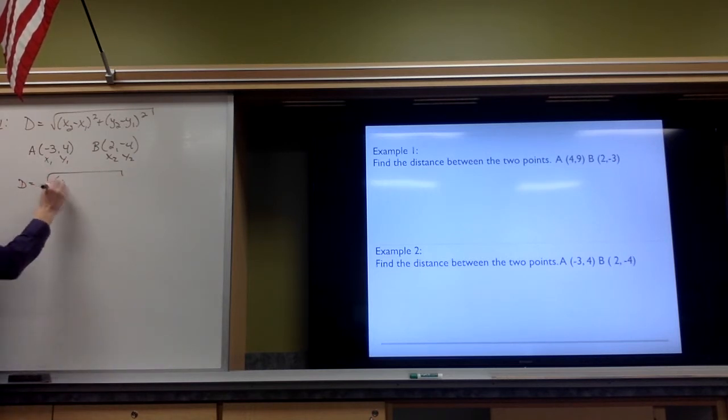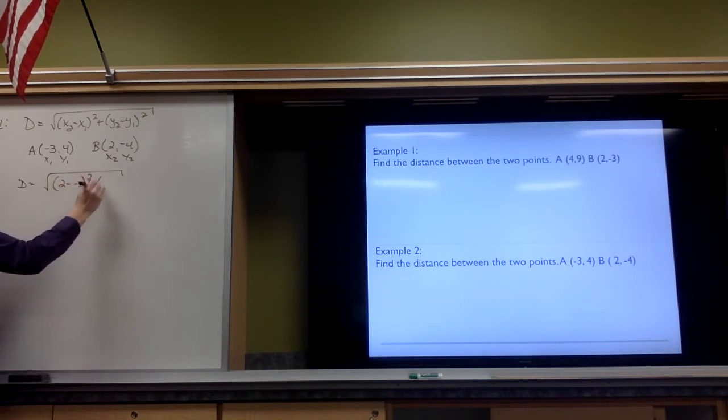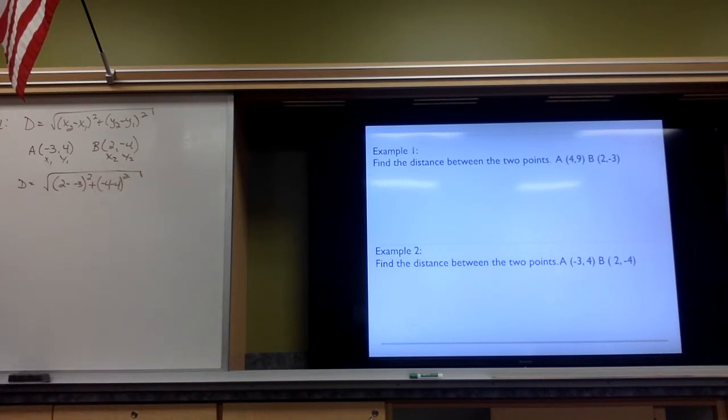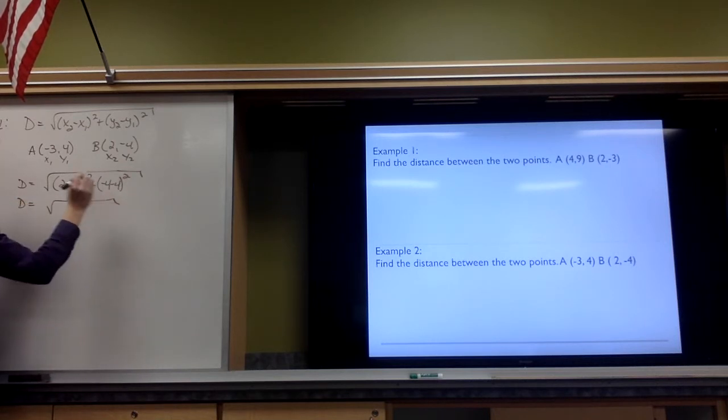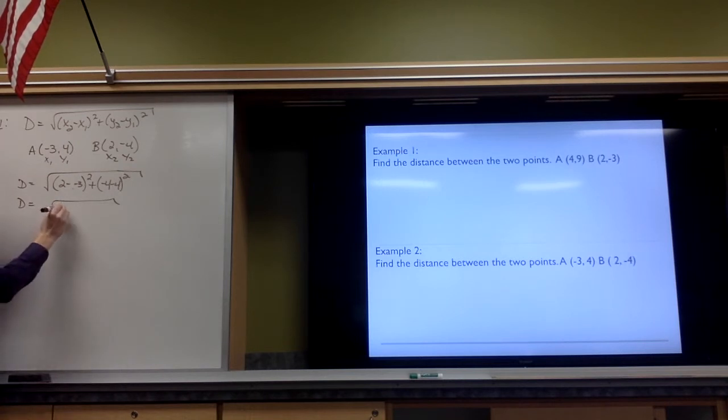So I'm going to subtract the x's. So 2 minus a negative 3. And a negative 4 minus 4. Didn't have enough space there. Okay. 2 minus a negative 3 means we're adding them. So that's going to be 5 squared. Negative 4 minus 4 is negative 8.